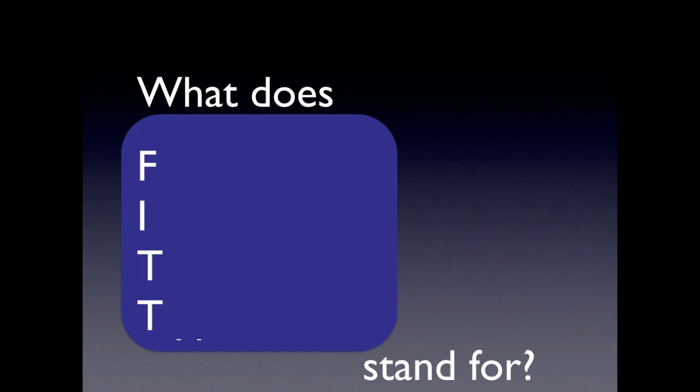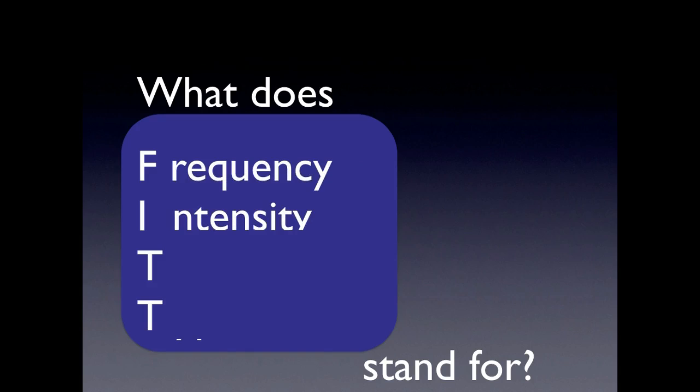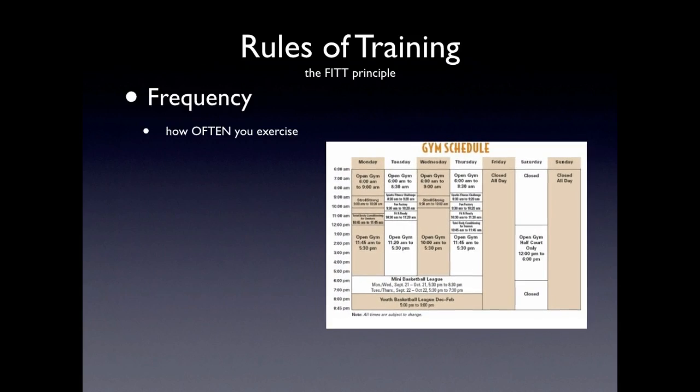FITT stands for frequency, intensity, time, and type. Frequency. We can create a progression in an activity and make it harder by doing the activity more often. So instead of doing 10 modified push-ups 3 times a week, we can start doing them at a higher frequency and do 10 modified push-ups 4 or 5 times a week.